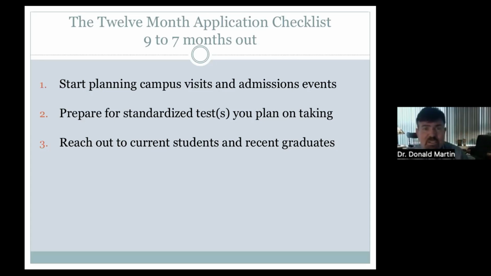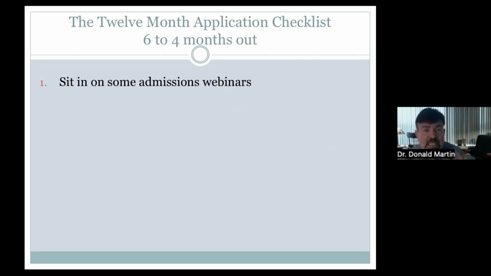Very, very insightful questions. You're not going to hear this anywhere else on a webinar, I promise you. This is not information that is readily provided. This is something that will help you tremendously as you narrow down your options to those institutions. So on your spreadsheet, another column: What do current students have to say about this institution, or what do recent graduates have to say about this institution I'm considering? Okay, now 6 to 4 months out.